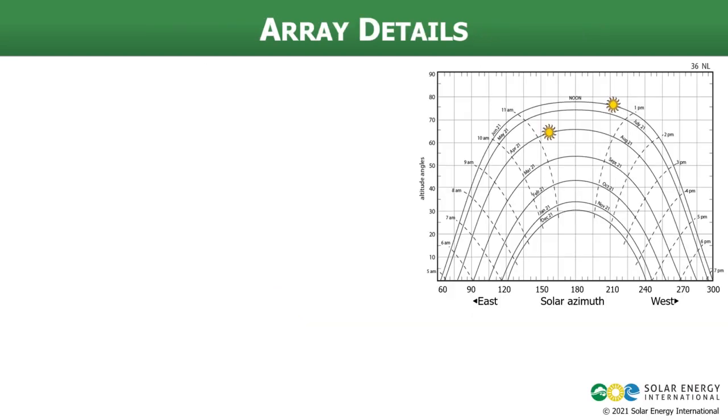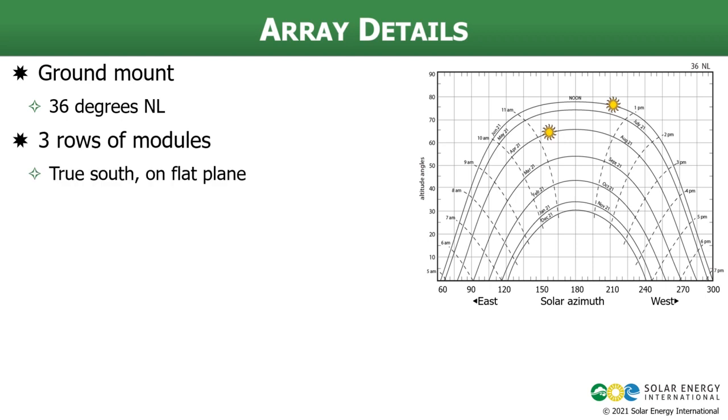We're going to dive right in and do an example with an example array and an example sun chart. For this example, we have a ground mount that's located at about 36 degrees north latitude, so we have a sun chart from 36 degrees north latitude. This array is going to have 3 rows of modules. They are facing true south and they're on a flat plane. Perhaps it's flat ground, perhaps it's a flat roof.